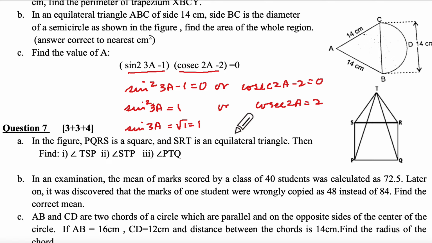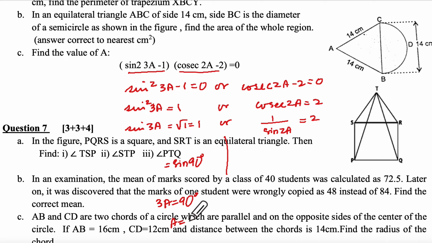Sine square 3a equal to 1. Or here it will be 1 upon sine 2a equal to 2. Okay, so sine 3a will be equal to sine of which angle is 1? Sine of 90 degrees. Correct? So my 3a will be equal to 90 degrees, and a will be equal to how much? 30 degrees. Here you'll say, sine 2a will be equal to half.